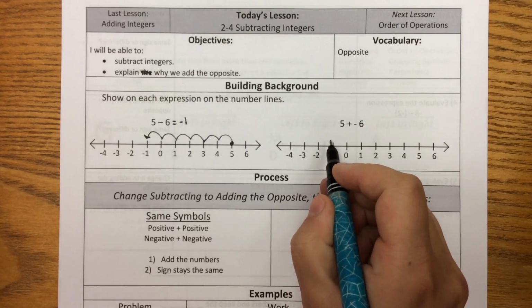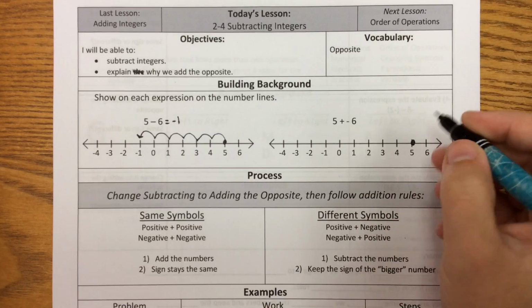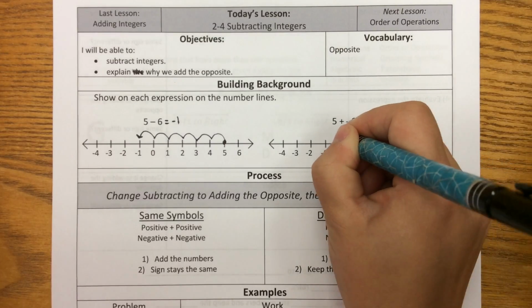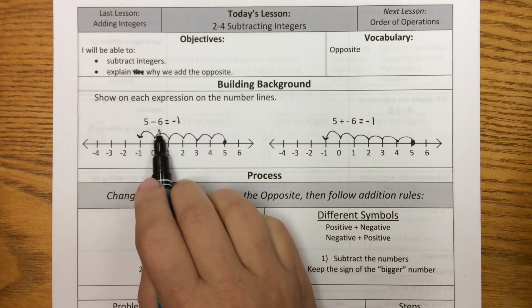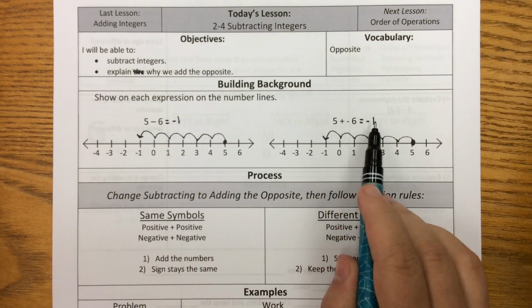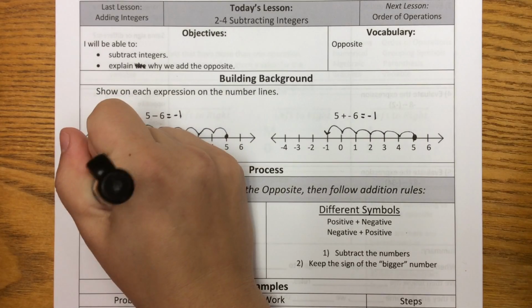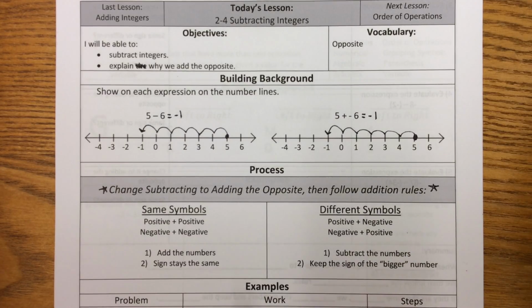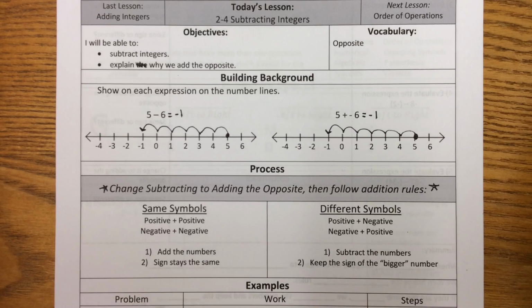Now here, if I do 5 plus -6, I start at 5 and I'm going to go to the left 6. 1, 2, 3, 4, 5, 6, and I get -1. So notice, subtracting 6 and adding a -6 are the same thing. So today's big idea is right here. Let's star this, or put an arrow next to it. That's the big difference today: the first thing we're going to do is change subtracting to adding the opposite, and then we follow these addition rules, which are the same as yesterday.